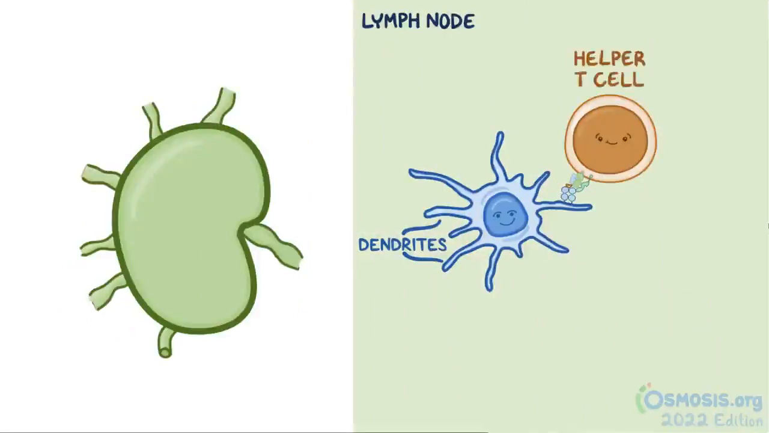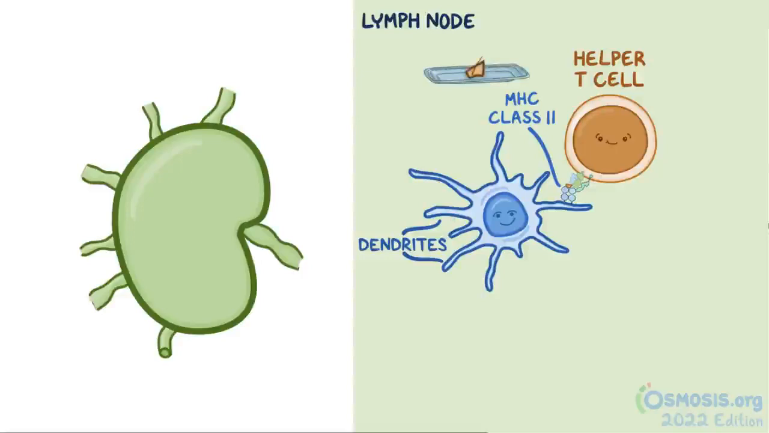Dendritic cells present the antigen on a protein called a major histocompatibility complex, or MHC class II molecule, which is on their cell surface. MHC class II molecules are like a serving platter, which holds the antigen as it gets presented to the helper T cells.